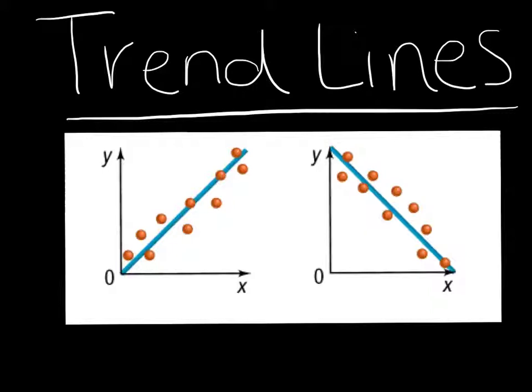Okay, when we look at our trend lines, there's basically two different types of trend lines that we can have. If there's a correlation, we can draw a trend line. So if it's a positive correlation, our trend line is going to look like this first graph. And if there is a negative correlation, our trend line is going to look like this graph here. Okay? So basically the trend line is just going to be a line that is going to hit as many points on your scatter plot as you can.